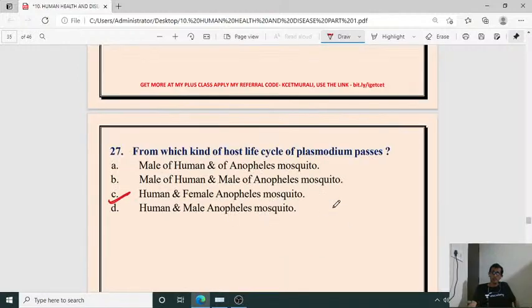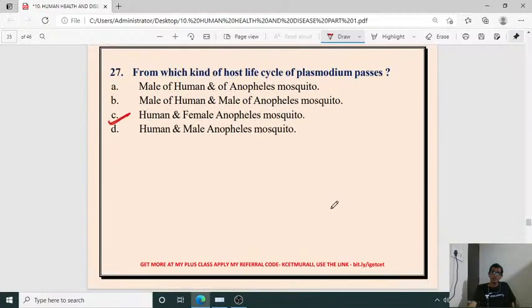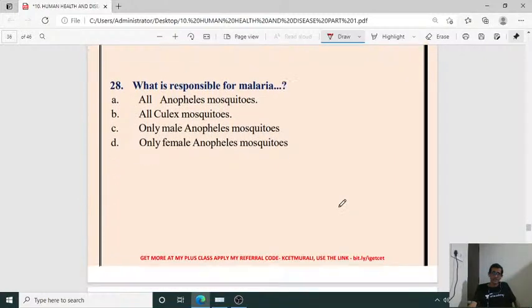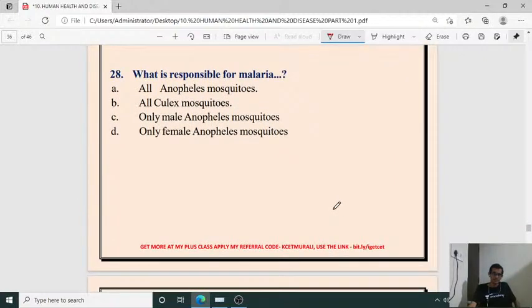Hemozoin, remember, that is another chemical. Hemozoin is there when the blood testing is done for malaria. Hemozoin is going to be there in the blood of that patient. Then what is responsible for malaria? What is responsible for malaria? It is only the female Anopheles mosquito.